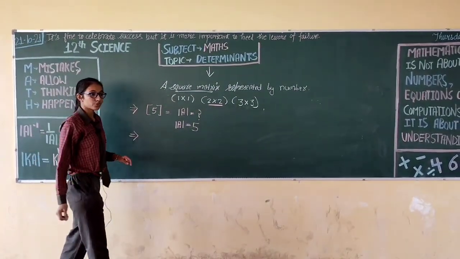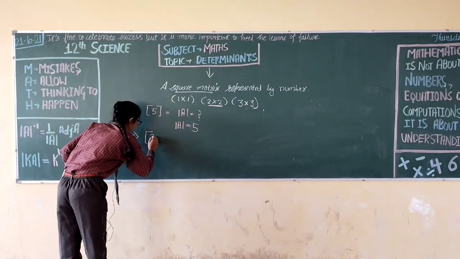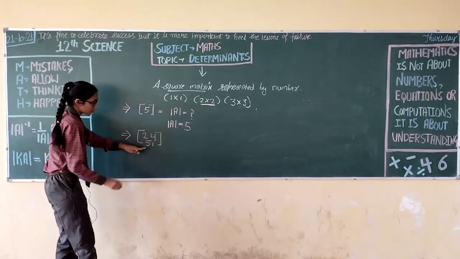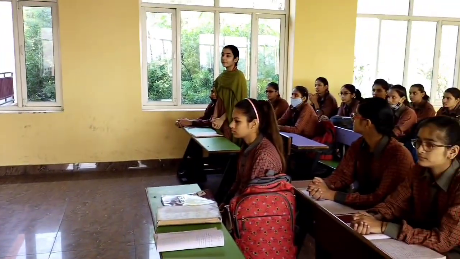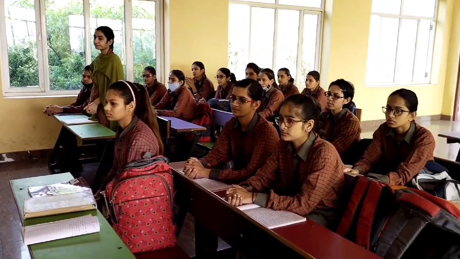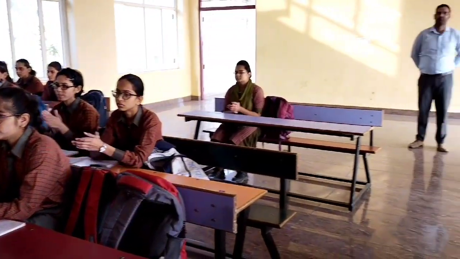My next question is from Khushi. Khushi, please tell me what will be the order of this matrix? 2 by 2. Yes, right answer. The order of this matrix will be 2 by 2. Please clap for her.